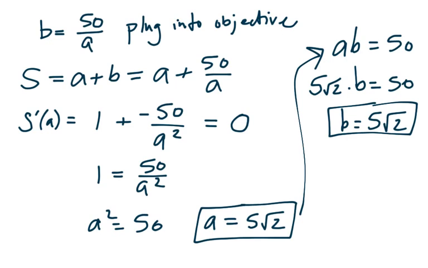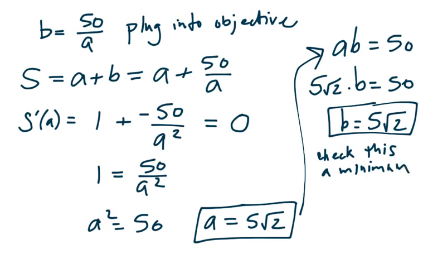Now, I suppose one more step would be good. We probably want to guarantee that this is a minimum. So we could pull in our knowledge of the first derivative test in order to verify that this is truly a minimum. So I'm going to just say check: check this is a minimum. We know that a equal to 5 root 2 is a critical point. Is it a minimum though, for sure?